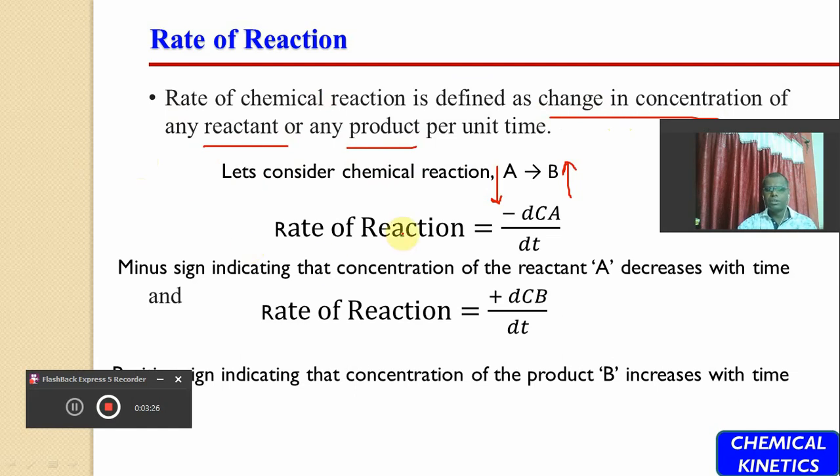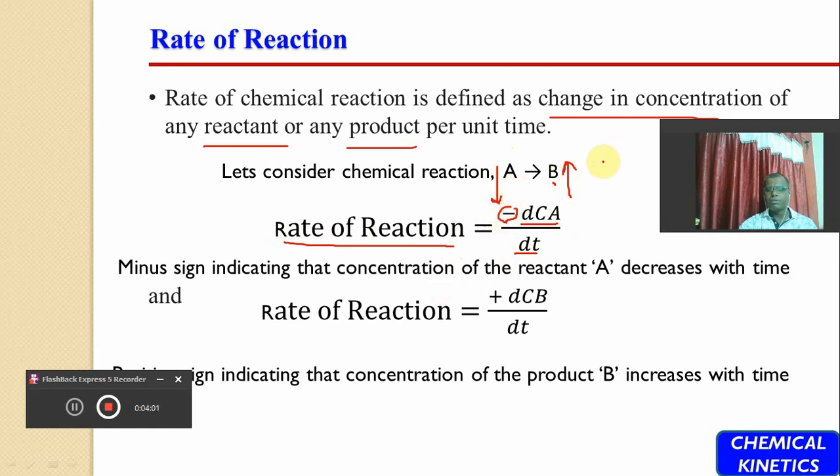And dear friends, in the last part we considered a simple chemical reaction in which A is the reactant, and it gives the formation of product B. What happens is the concentration of reactant decreases, so the change in concentration of reactant is dCA and the change in time is dt. So the change in concentration of reactant A to the change in time is called the rate of reaction, and this negative sign indicates the decrease in concentration of reactant A.